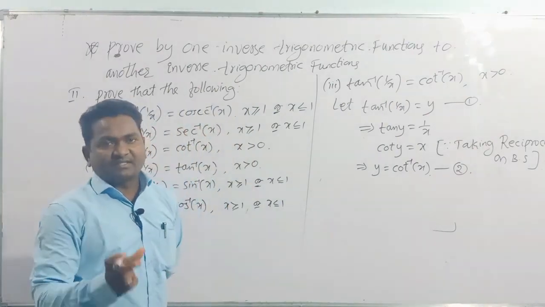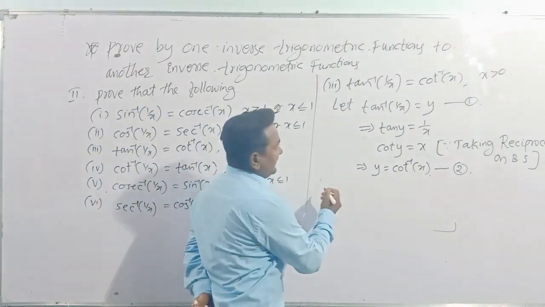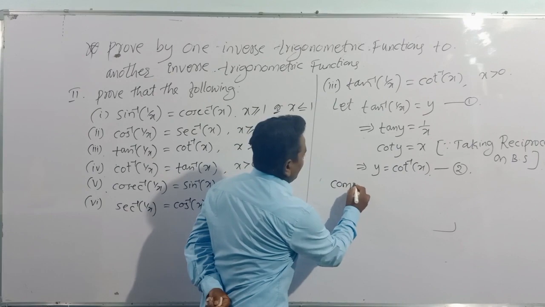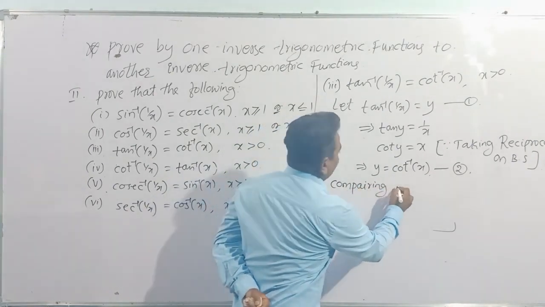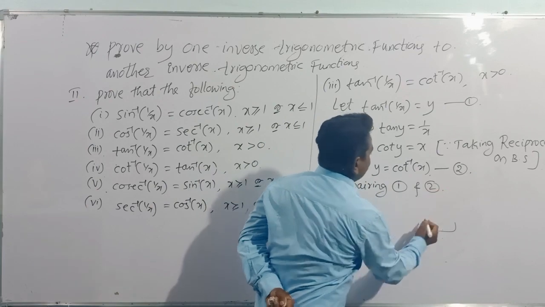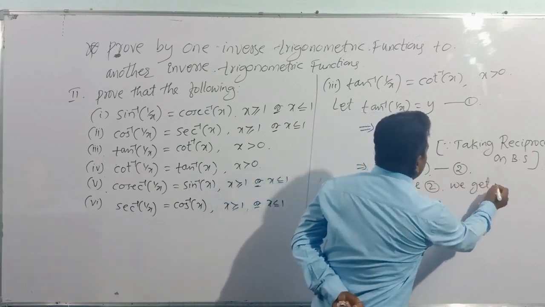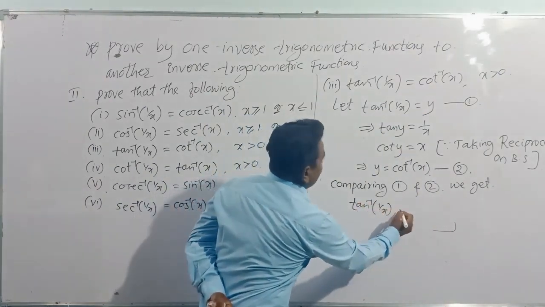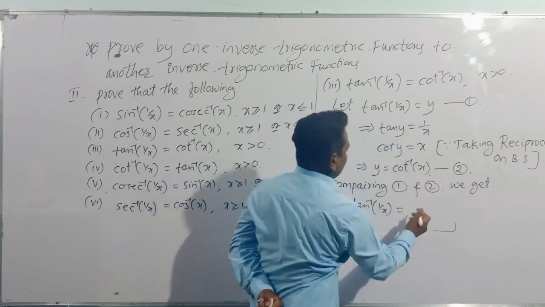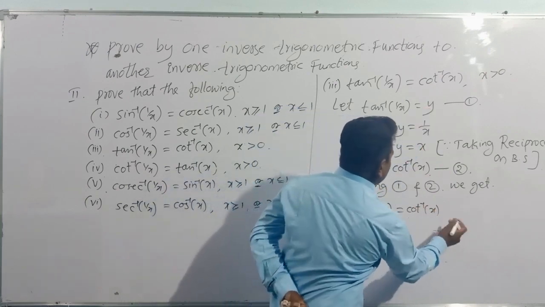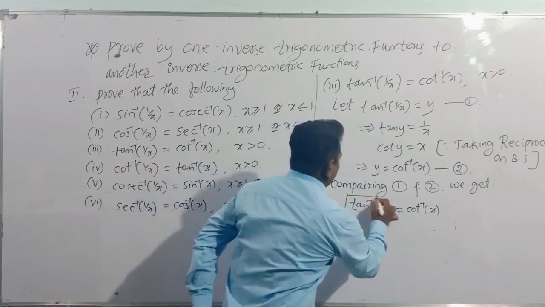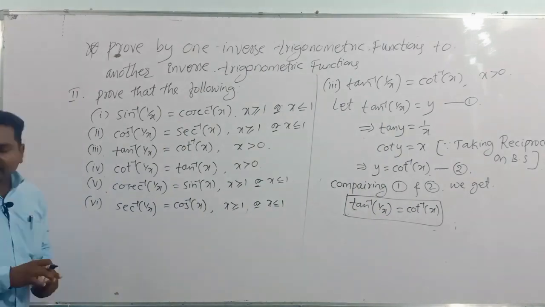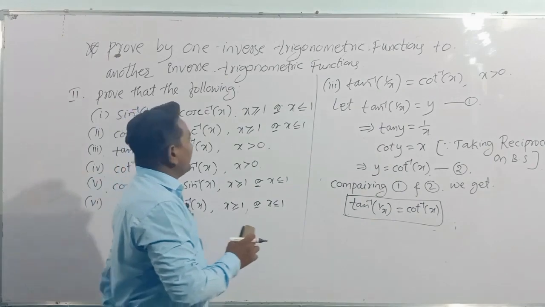Now comparing equations 1 and 2, we get tan inverse 1 by x is equal to cot inverse x. Hence the proof of third property. Now same case, we have to prove the property 4.